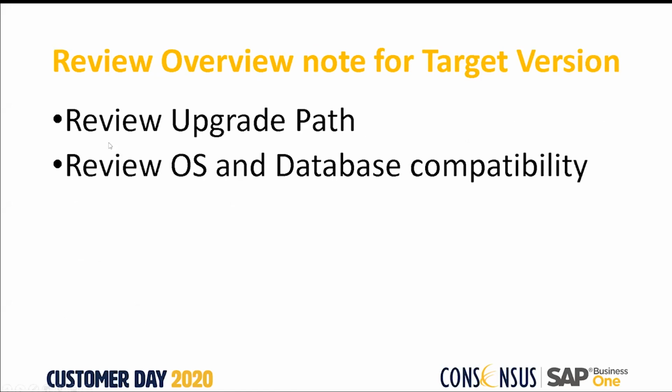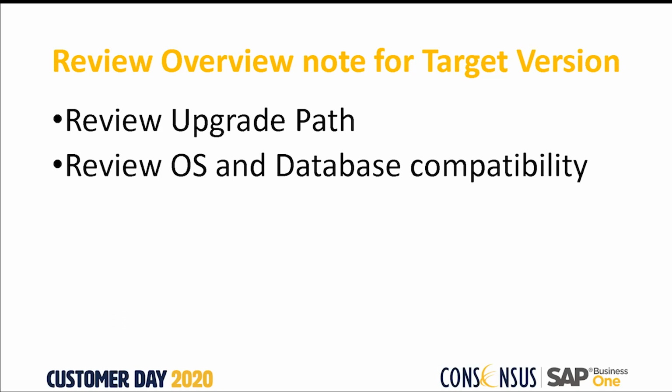Okay, so when we're reviewing which patch level we're going to go to, there is something that SAP provides for us called the overview note. Every single version of SAP Business One has an overview note dedicated to it, which will tell us what the supported upgrade path is. It'll tell us if we have to do one or more migrations, and it'll also tell us what the supported operating system and database versions are.